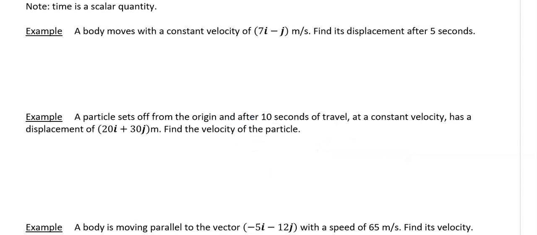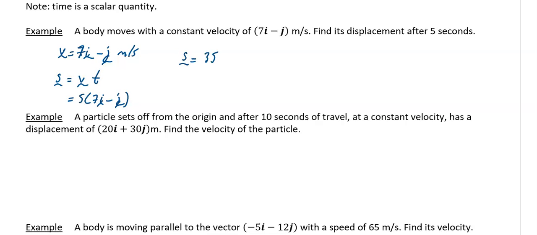First example says a body moves with constant velocity, v is equal to 7i minus j meters per second. Find its displacement after 5 seconds. So we're just using the formula s is equal to vt. So s in this case is equal to 5 times 7i minus j, which works out to be s is equal to 35i minus 5j, and that's going to be meters.